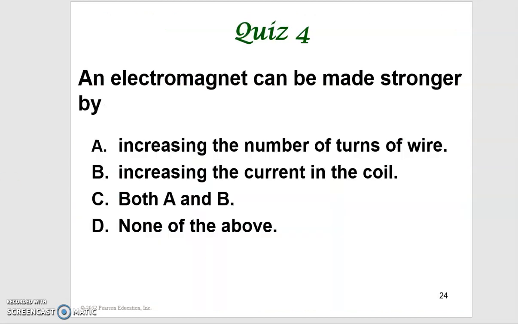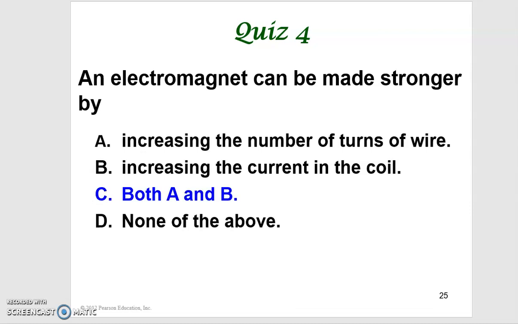To test your understanding, let's have the fourth conceptual quiz. If you have an electromagnet, how can you make it even stronger? When I say stronger, I mean make the magnetic field stronger. The answer is C. You can either increase the current or increase the turns of wire.